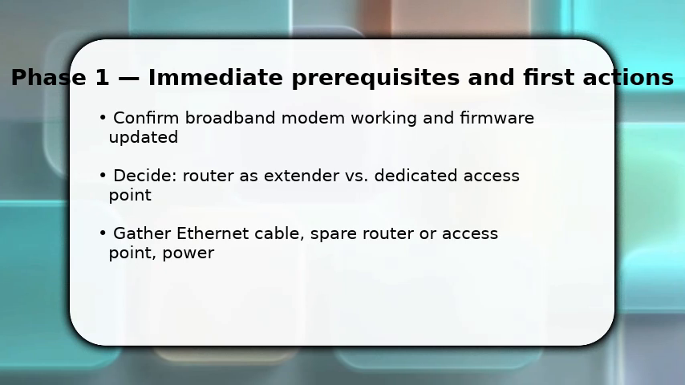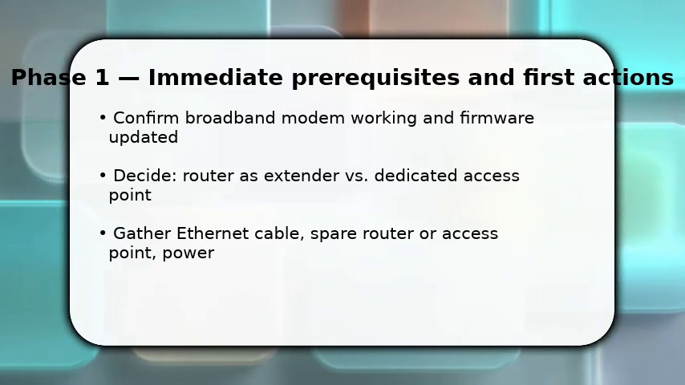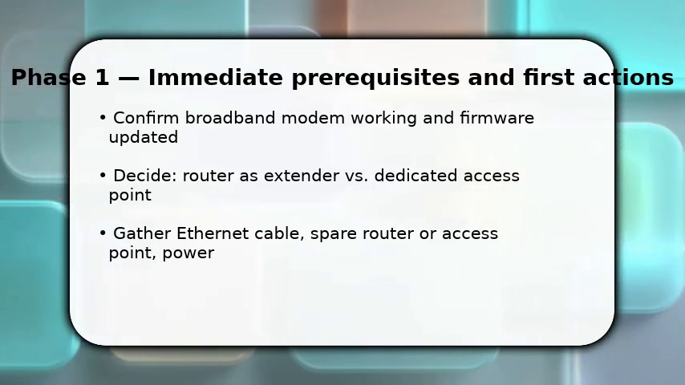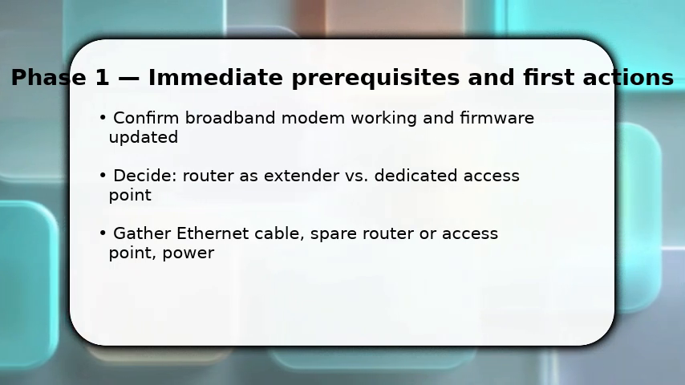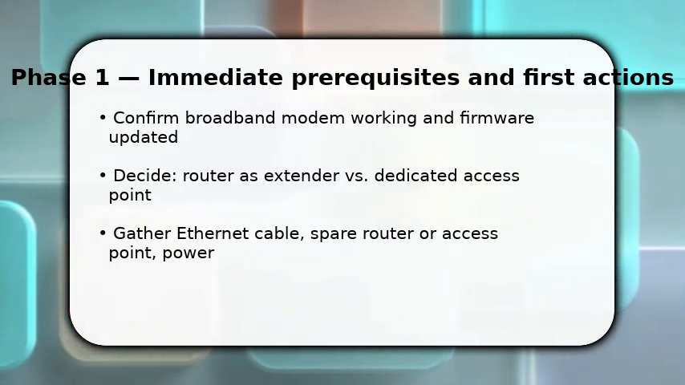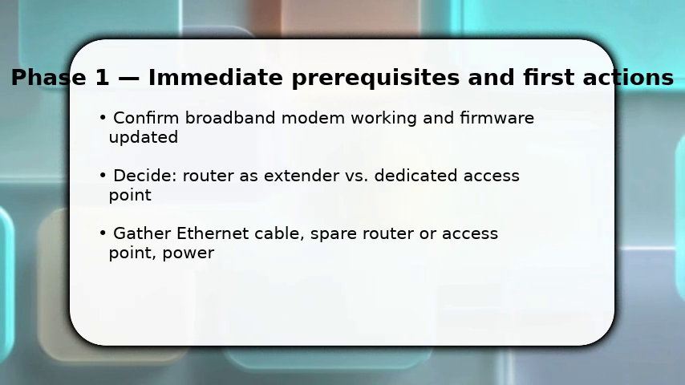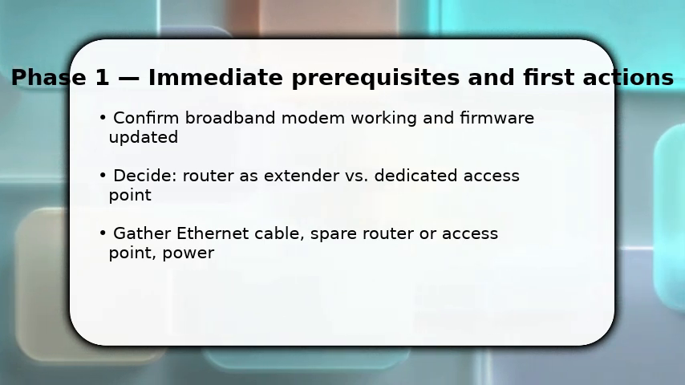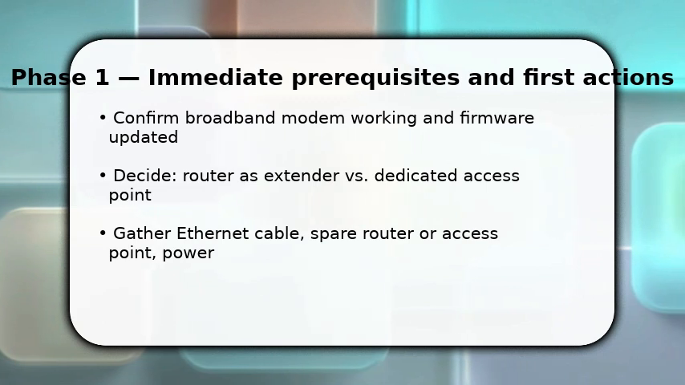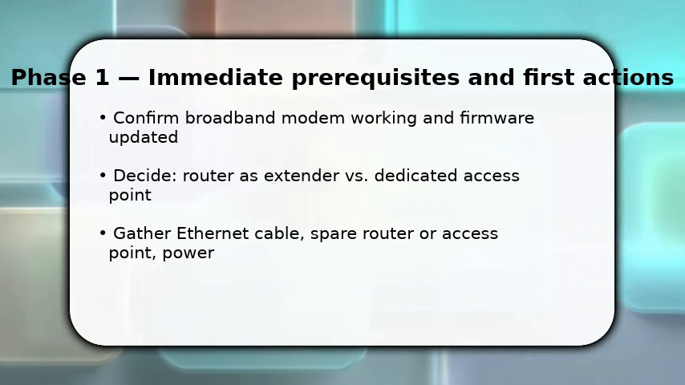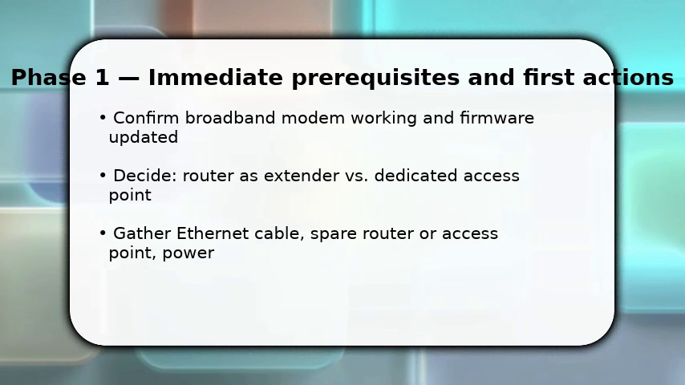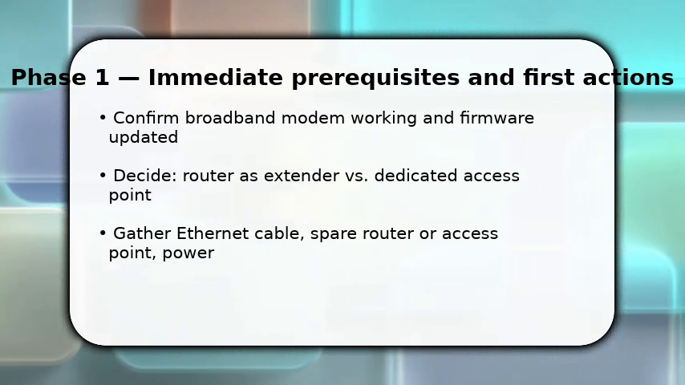You start by confirming the broadband modem has an active internet connection and updated firmware. This prevents needless troubleshooting later. Once done, power down both devices, then connect an Ethernet cable from modem LAN to the router WAN or LAN port depending on mode. You choose router as extender mode when you lack a dedicated access point.